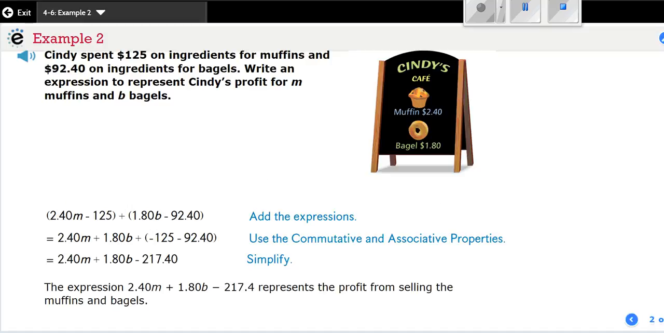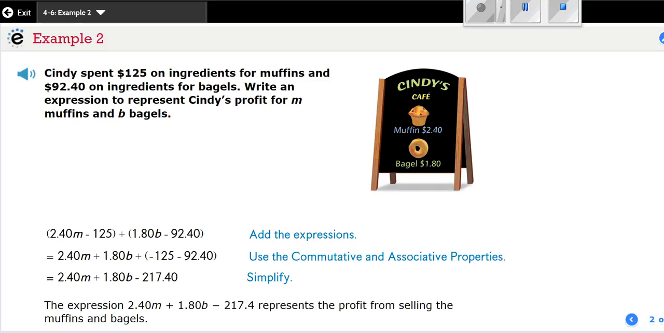So we see our two equations. Looks like they went ahead and fixed them for us now. We're adding them together. And of course, we're looking to use the commutative property, associative property, distributive property, if that applies, and to combine things together. Looks like our focus is mostly commutative and associative property here because that's what it says in blue. As we start to put things together, we see we do have an M and a B. So there are two variables in here, and we have to leave them separate because they're not alike. However, our negative 125 and minus 92.40 definitely go together.